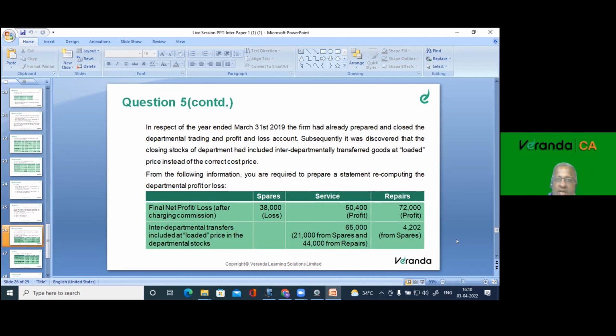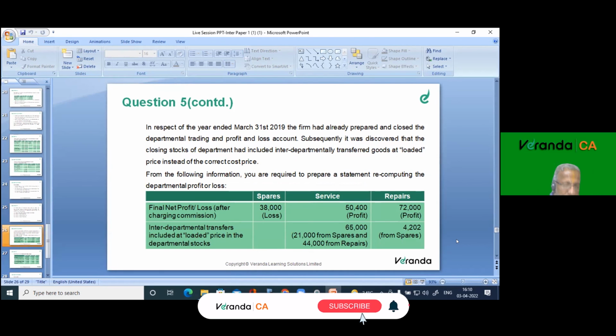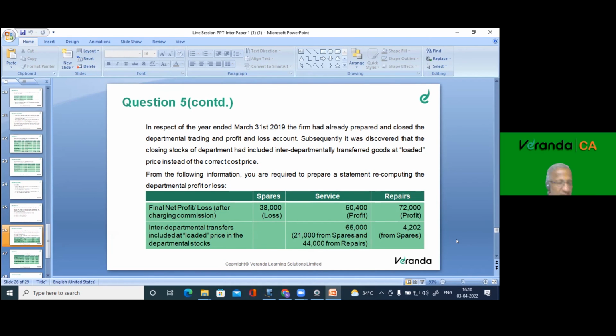In respect of the year ending 31st of March 2019, the firm has already prepared and closed the departmental trading and profit and loss account. Subsequently, it was discovered that the closing stock of a department has included interdepartmental transfers at a loaded price instead of the correct cost price. Loaded price would mean it will have unrealized profit in it. So we are expected to eliminate that and then calculate the commission. That is the crux of the issue. From the following, you are required to prepare a statement recomputing the departmental profit.